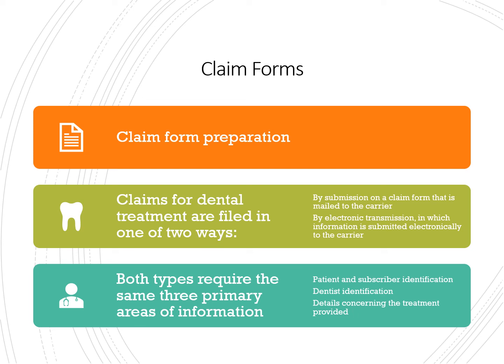Both types have to have the same 3 primary areas of information. This includes the patient and subscriber identification. Oftentimes that subscriber identification number is their social security number. The dentist will have an identification number, and then details concerning the treatment provided.